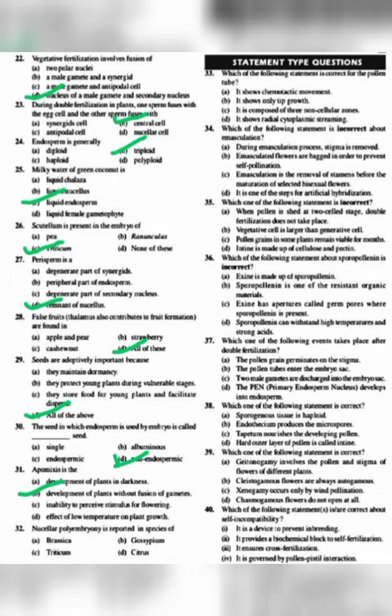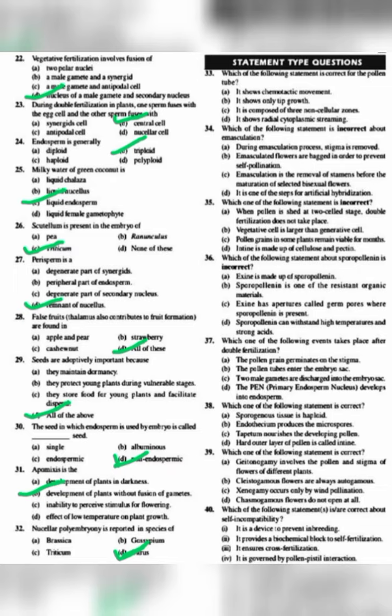Number 32, nucellar polyembryo is reported in species of. So, polyembryony is the state of occurrence of more than one embryo in a seed. It was observed by Leeuwenhoek in citrus, that is orange seed. Polyembryony is commonly found in gymnosperms, but it is also found in some angiospermic plants such as orange, lemon, Nicotiana, etc. So, 32 it is coming D.